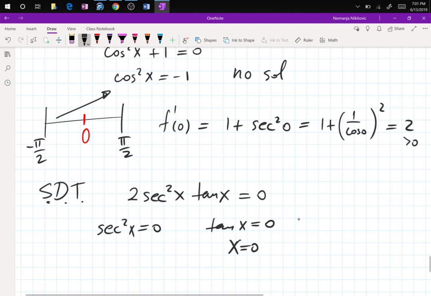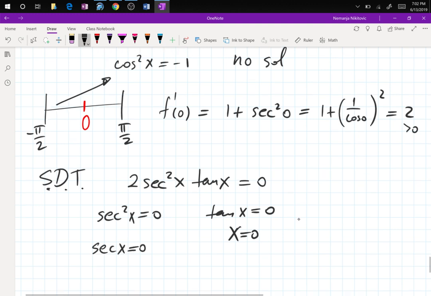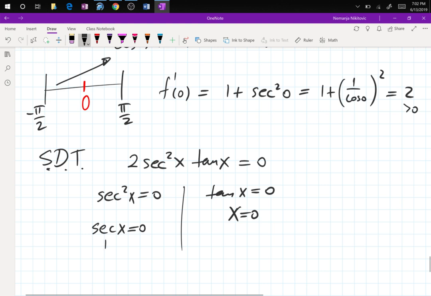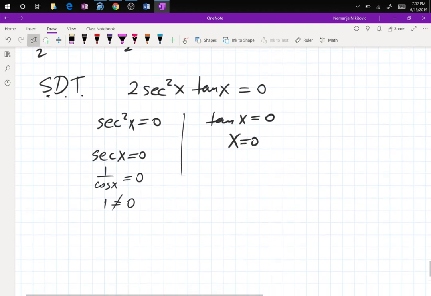Now how about secant squared? Can secant squared be 0? Where? No? We did secant of 0, but we didn't calculate. So now if you square root both sides, you get that secant x is equal to 0, which is 1 over cosine x equal to 0. When you cross multiply, you get 1 equals 0, so no solution there either. So the only one that we have for the second derivative test is x equals 0.